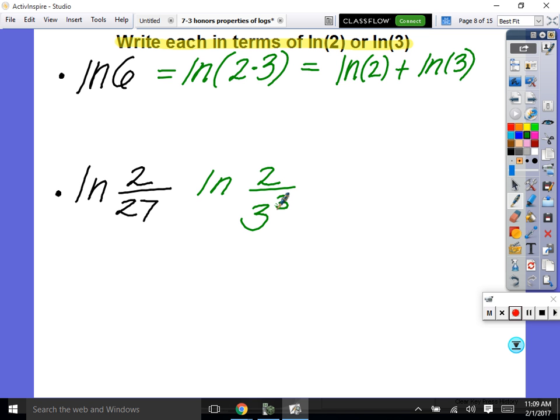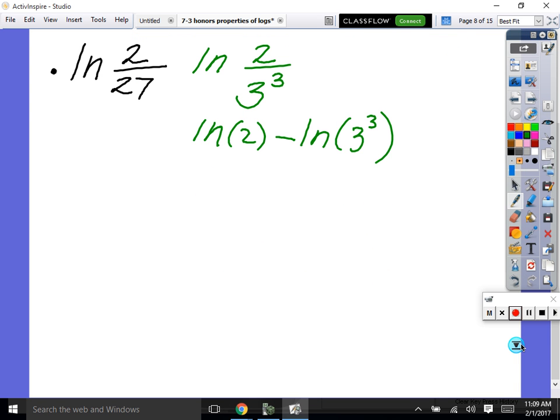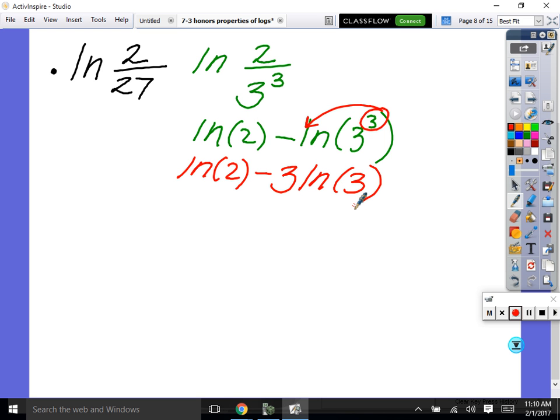So now let's split it apart. First of all, when you divide, you subtract, you always subtract the top from the bottom. So we're going to have ln of 2 minus ln of 3 to the third power. Now, one last step, if we're going backwards, we would never leave that exponent up there. We're going to pull it out in front here. Because we're raising a base to a power, we multiply. So it would be written as ln of 2 minus 3 ln of 3. And that's how you'd rewrite it.